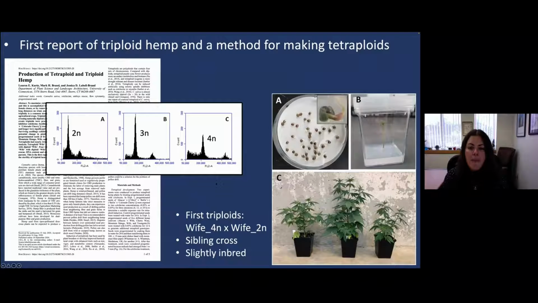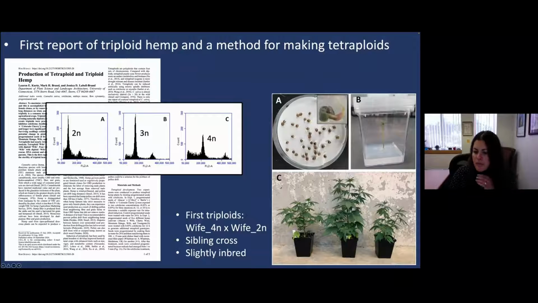So we successfully made a tetraploid, and we crossed that tetraploid with a diploid and got a triploid. And we were the first to report triploid hemp and a method, our pre-germinated seed method for making tetraploids. And this was in 2020. And this is an open access paper in HortScience Journal. So if you want to read more about this, you can. And you can see that the flow cytometry peak for the triploid was intermediate between the tetraploid and a diploid, which is exactly where you would expect it to be.